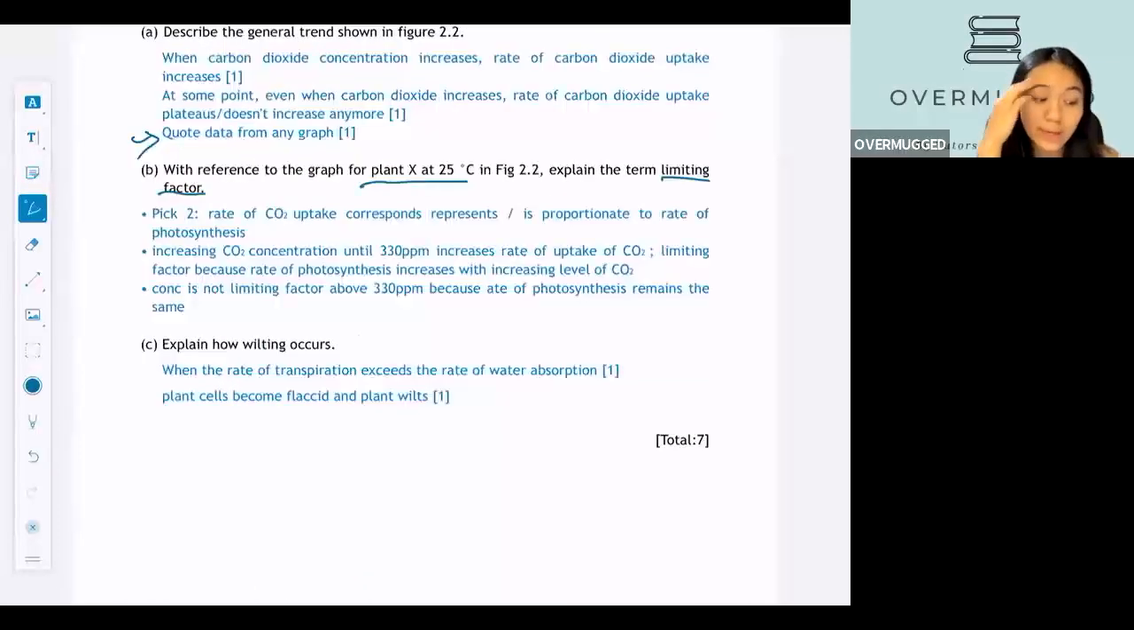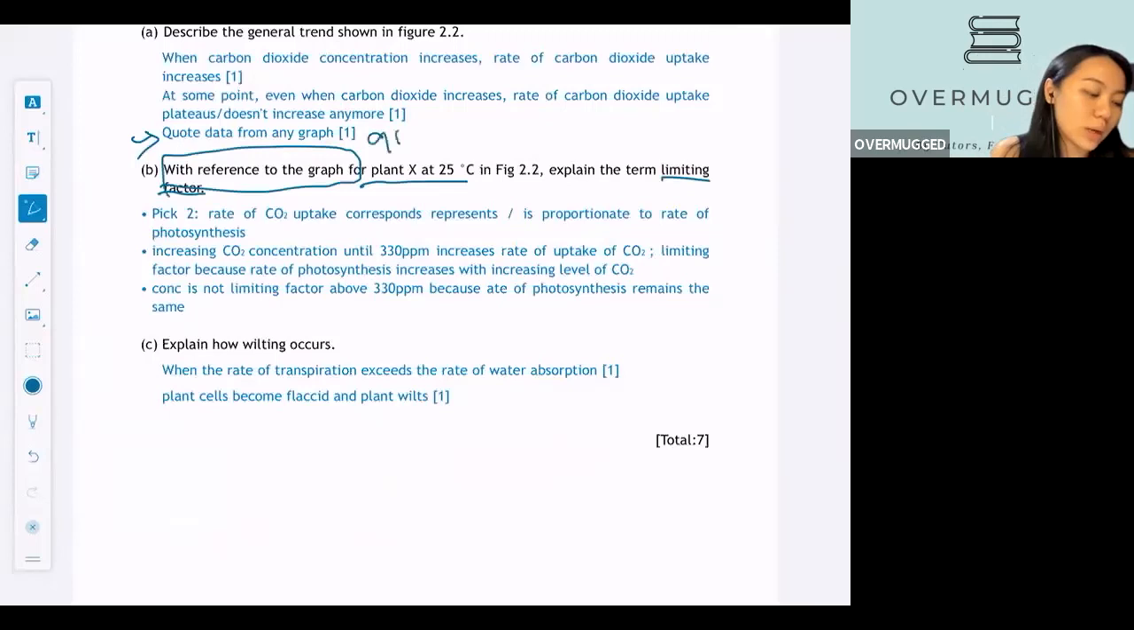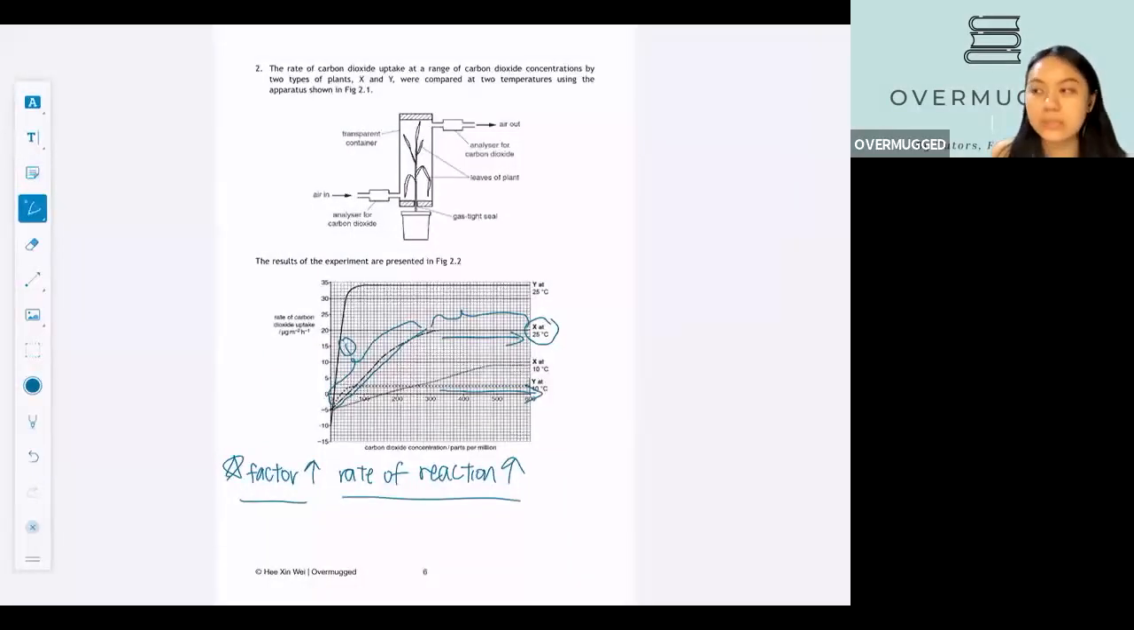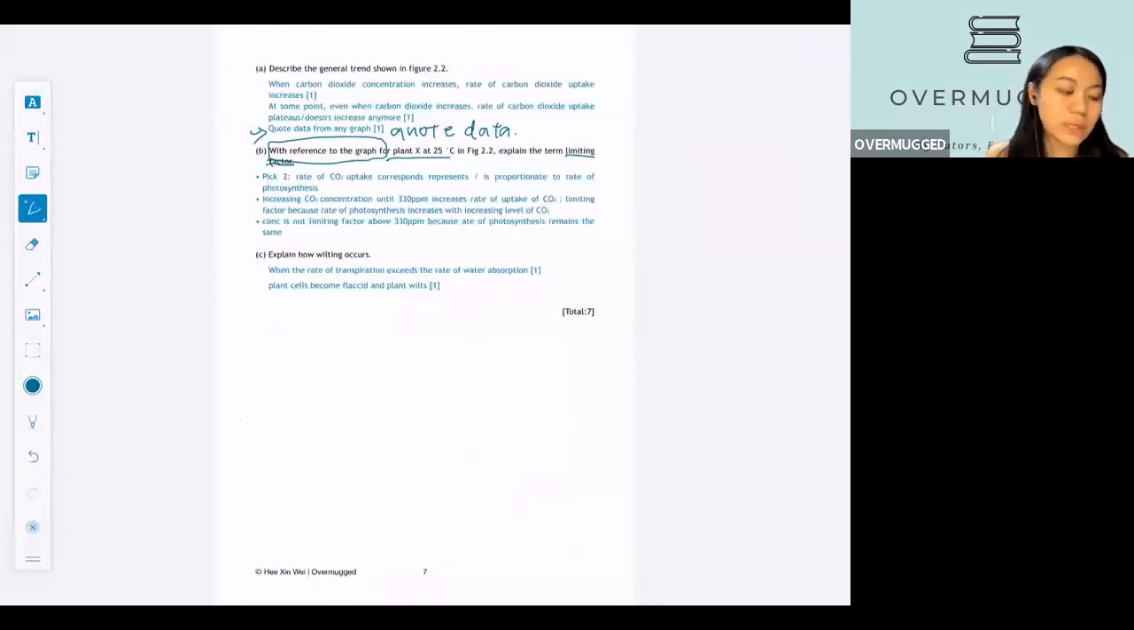Just now I already explained that every time you see the word with reference to the graph, make sure you quote data. Then explain the term limiting factor. You have to talk about how, like I said just now, factor increases, rate of reaction increases. Increasing CO2 concentration increases the rate of uptake. But at some point, the rate of photosynthesis remains the same, so it's no longer a limiting factor. So for this kind of question, you have to understand limiting factor well to be able to explain it, then use the graph.